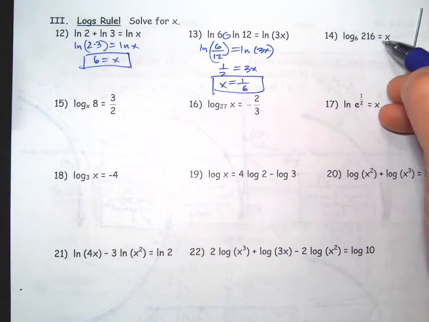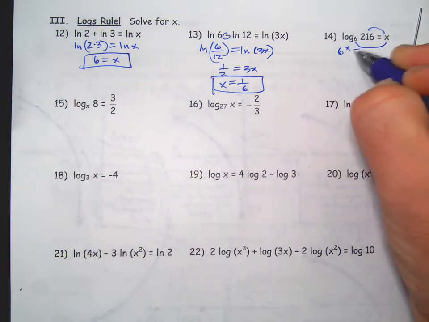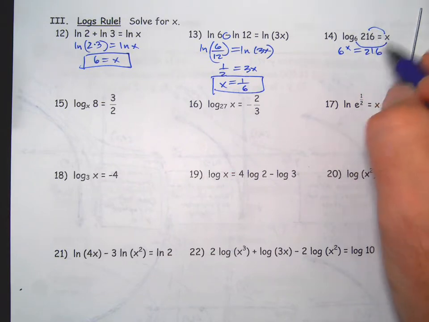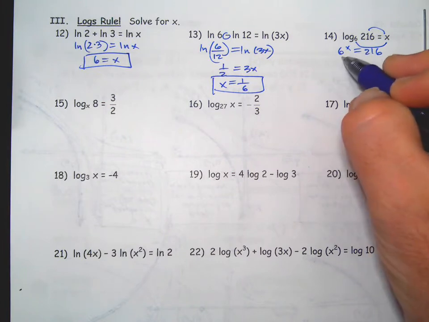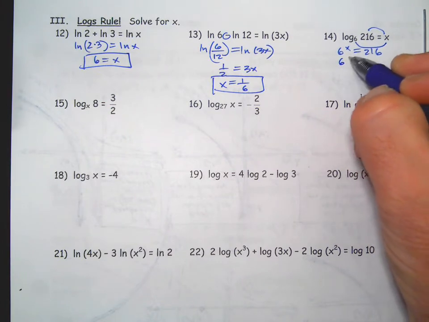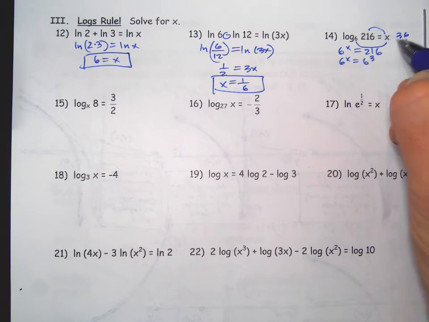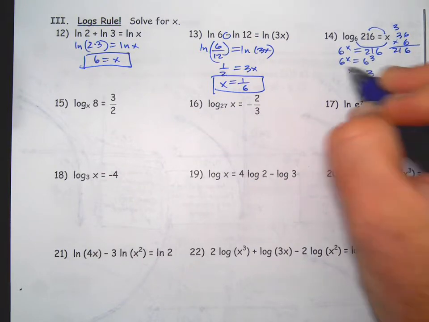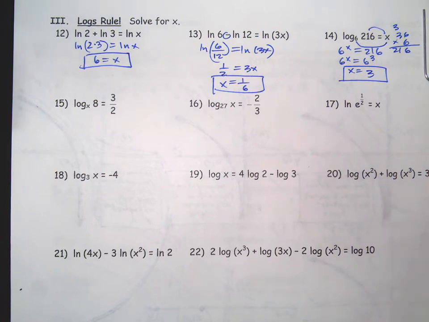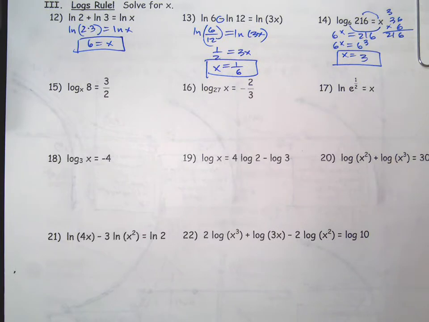Now this one, we can't make a log equal log, so we're going to change it to exponential form. 6 to the x equals 216. So this problem becomes like the one from a couple of nights ago, where you make the bases the same. I think this is 6 to the x, I think this is 6 to the third, right? 6 times 36, double check it, 6 times 6 is 36, carry 3, 18 plus 3 is 21, yep. Set the exponents equal to each other, x equals 3.